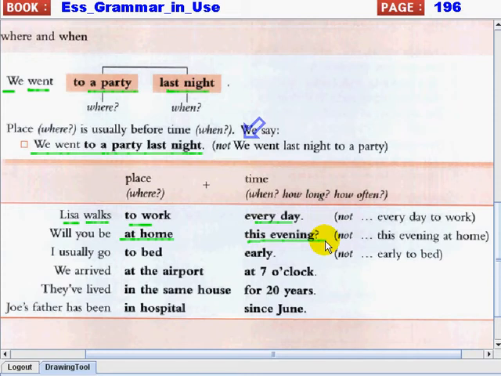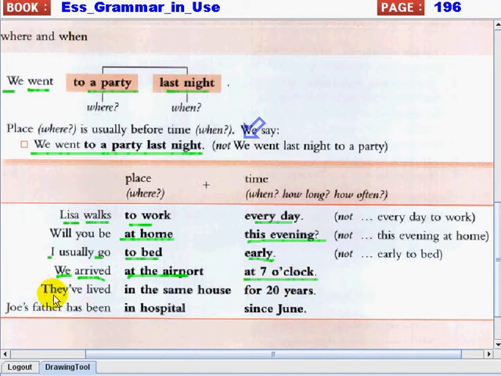Time. Next one, I usually go to bed early. Go is the verb. To bed is where and early is when. We arrived at the airport at 7 o'clock. We is our subject. Arrived is our verb. And at the airport is our place. And 7 o'clock is our time.